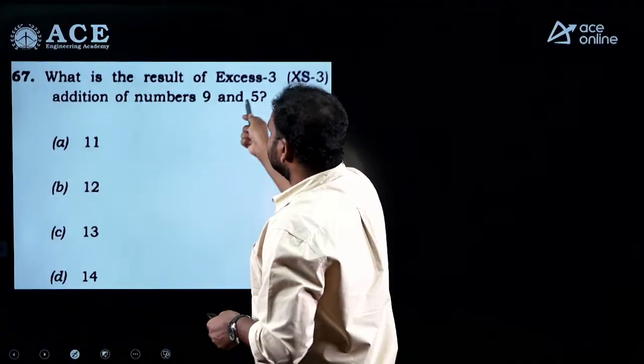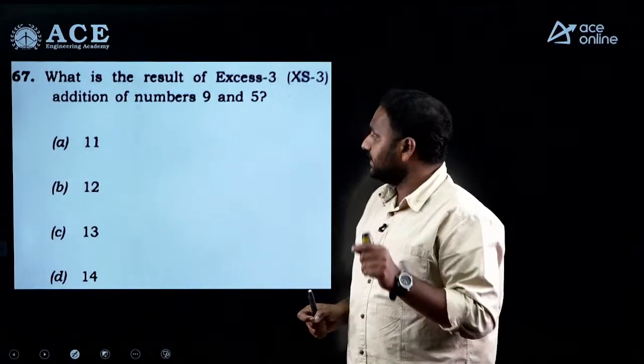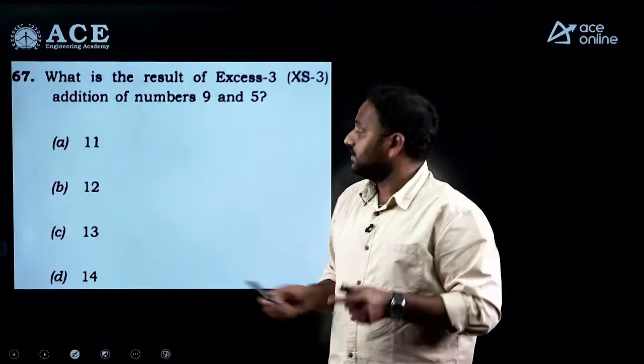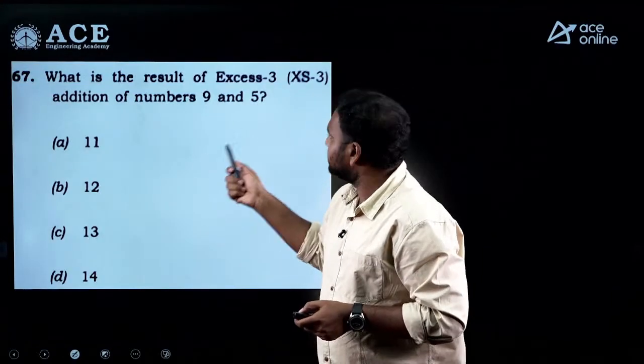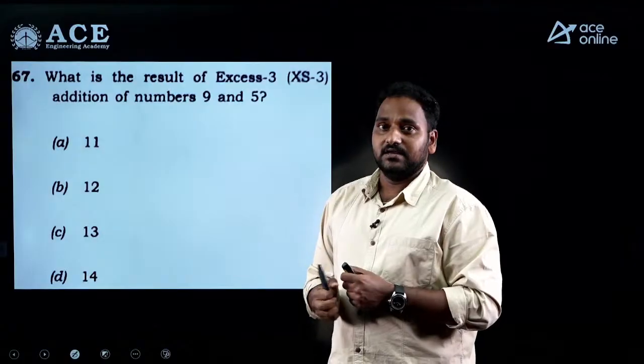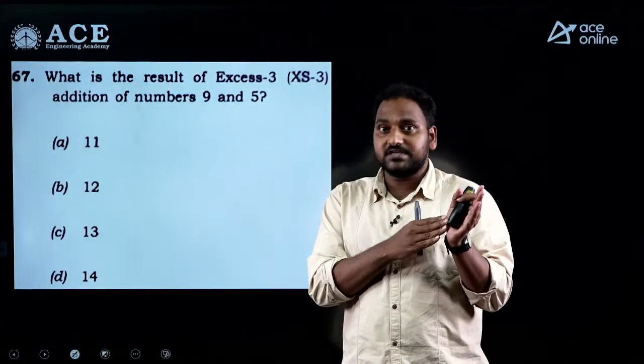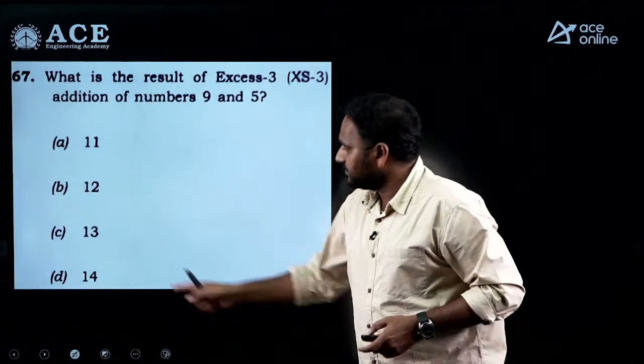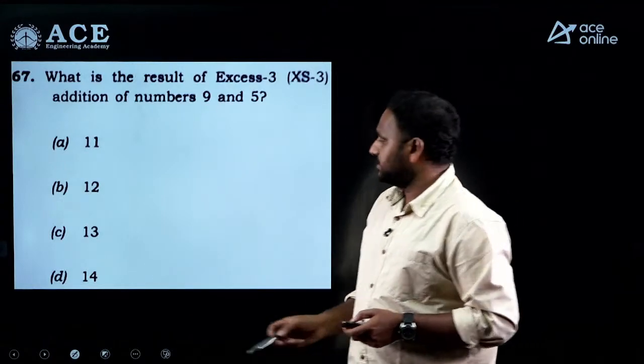This is the direct XS3, but read the question carefully. He is not asking for the result in decimal, okay. He is asking for the result in XS3 only. So directly you can add these 2 numbers. Even if you follow the conventional method for XS3 addition, again after 3-4 steps you will get back this 14 only, right.